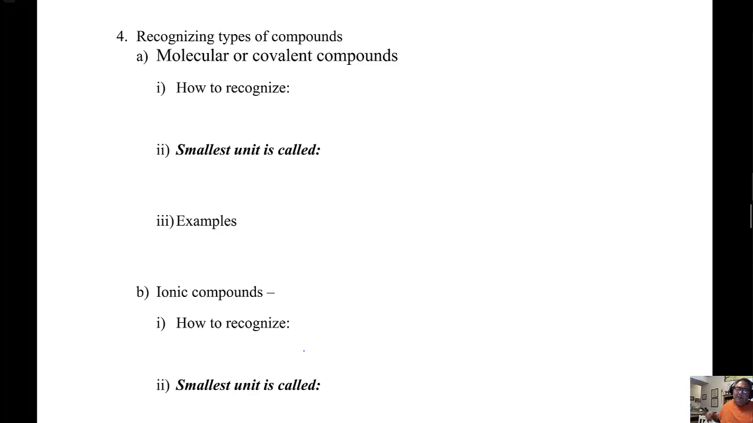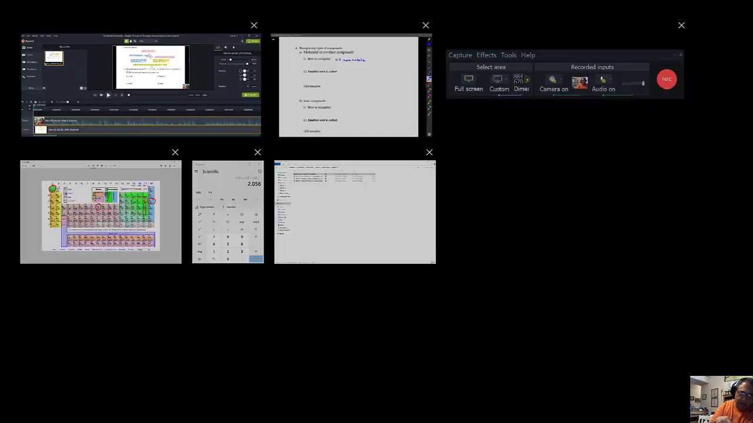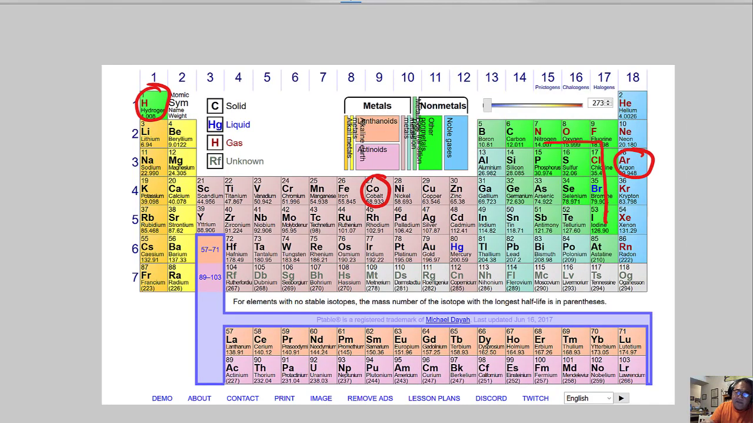So the first type of compound is a molecular or covalent compound. And it's very easy to recognize 99% of the time because it's all nonmetals. So anything from this top right-hand side of the periodic table, those are the nonmetals that are up in this side over here. If that's all that you see in the formula, then it's a covalent compound.